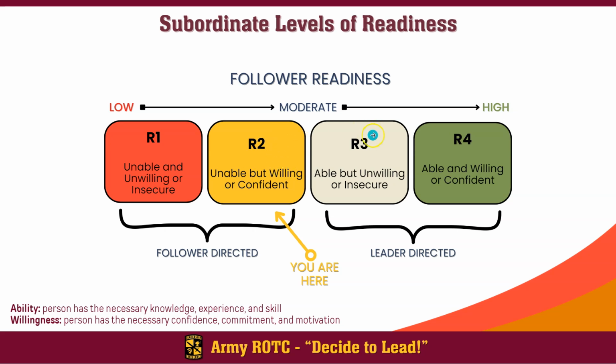Then we move into this R3, where they're able, but maybe they're not willing, or they're just not confident, they're insecure. And the ultimate goal is to get our followers into this R4 category, where they're both capable because they have the knowledge and experience, and they want to, or they're confident in doing something.